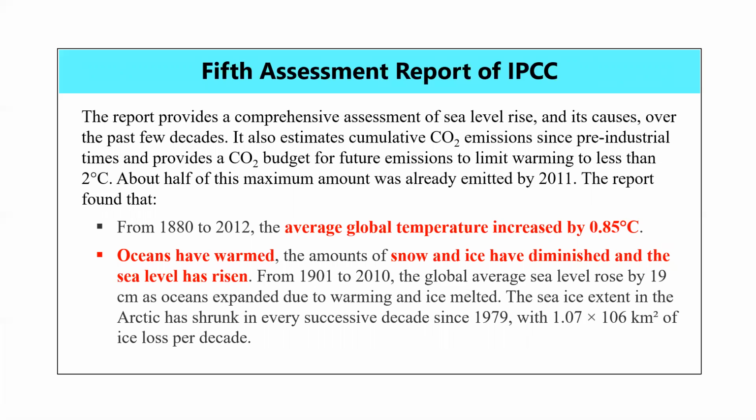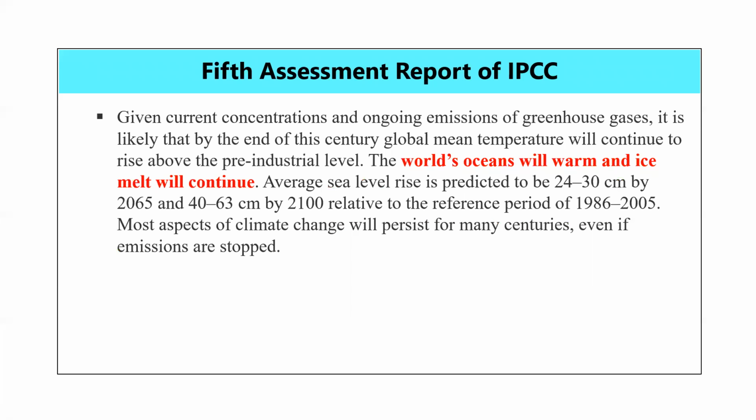That from 1880 to 2012, the average global temperature increased by 0.85 degrees. Okay, and we don't have data from 2013 onwards, so most likely it's increasing. Okay, so oceans have warmed. The amounts of snow and ice have diminished, and sea level has risen. Also, the world's oceans will warm and ice melt will continue. Okay, warmer oceans means stronger typhoons.